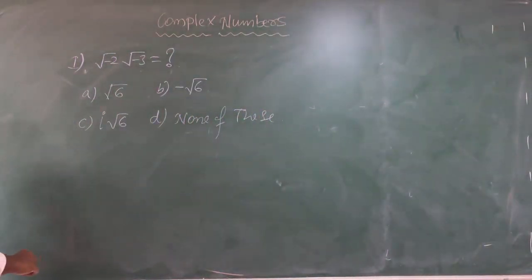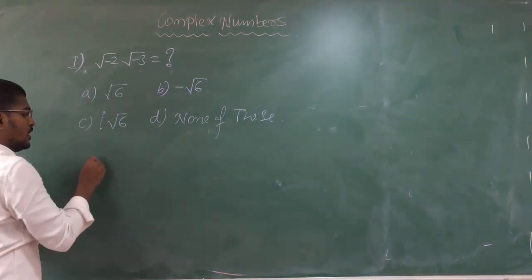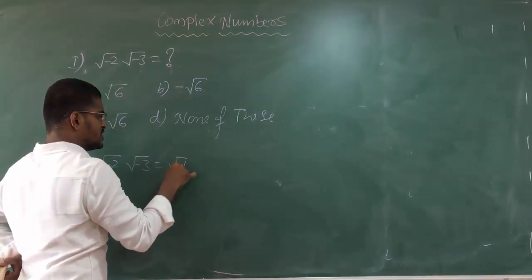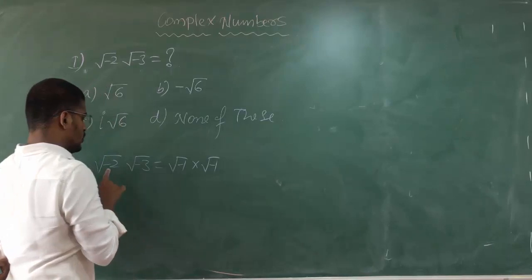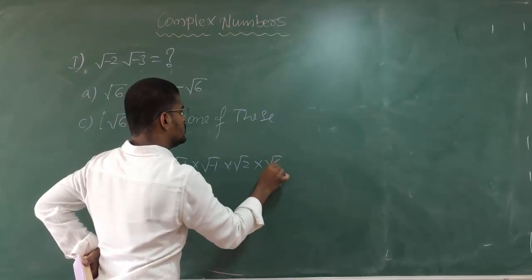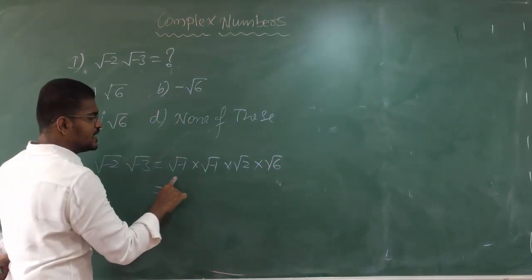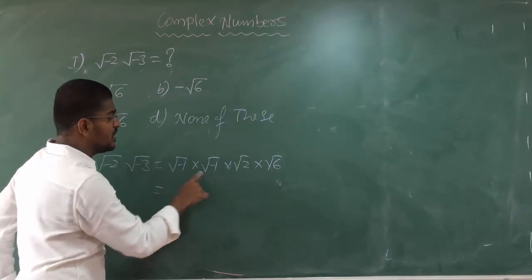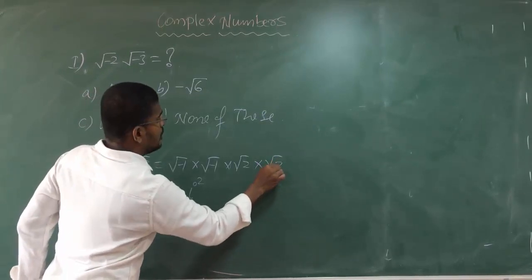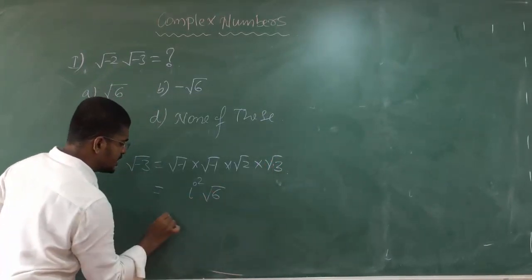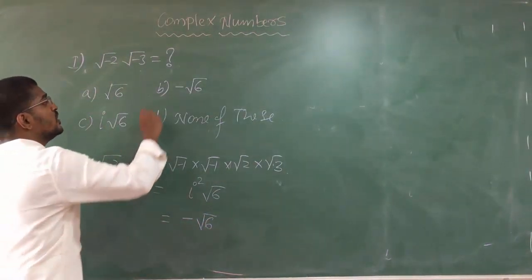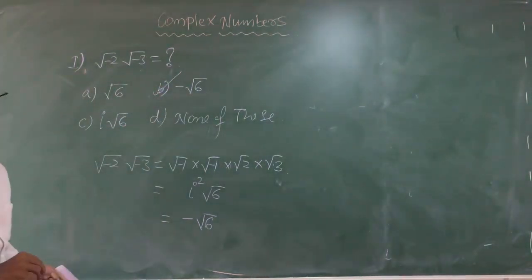Let us see. From your simplifications you can write it as root of minus 1 into root of minus 1, one from root 2, another one from root 3, into root 2 into root 3. So we know that this is i, and this is i. So i into i square... this will be root 6, and i square is minus 1, so minus root 6. Clear? So here minus root 6 is your answer.